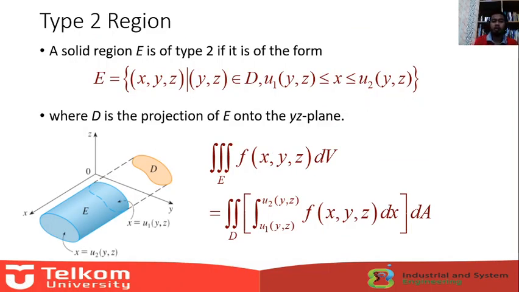Okay, for the next types, there are two remaining types of region. The second type of region is when x is a function of y and z. So here, x is from the u1 function of y, z to the u2 function of y, z, so the dx should be in the front.